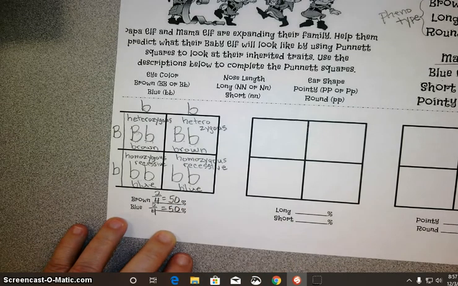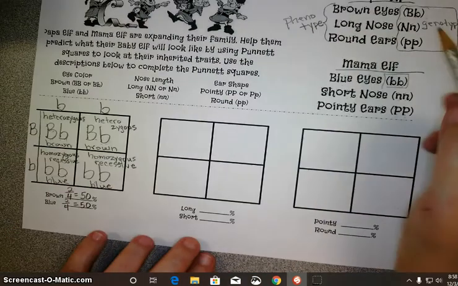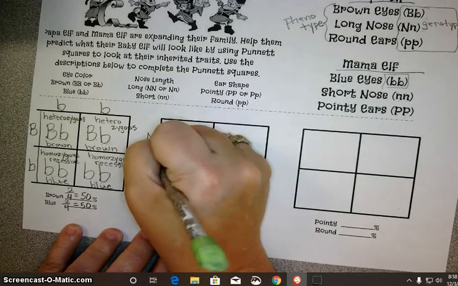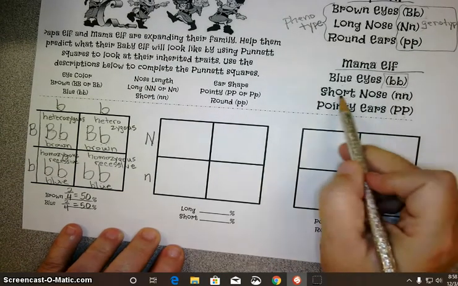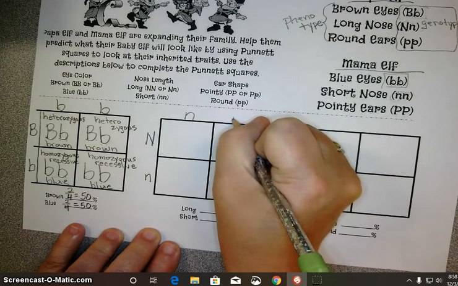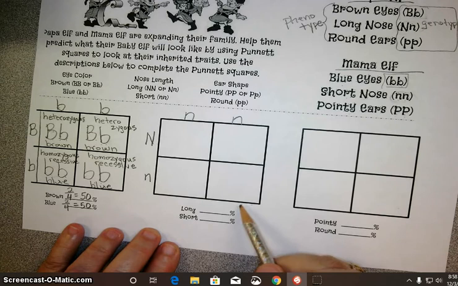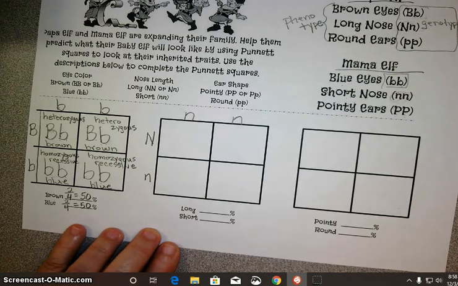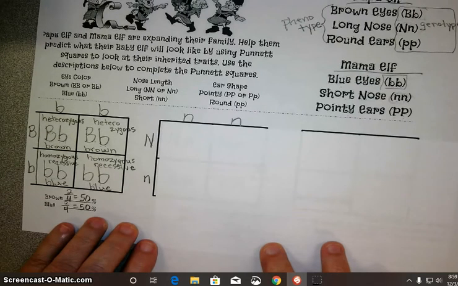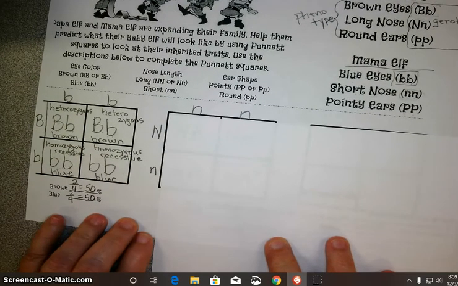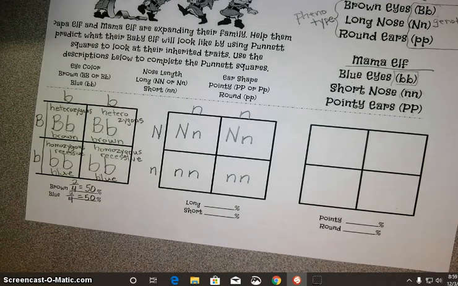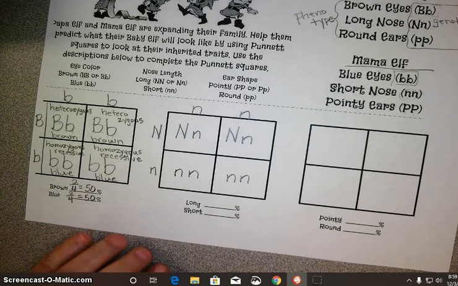Now, I want you to take the long-nosed Papa Elf and the short-nosed Mama Elf, and I want you to complete the Punnett Square. Pause the video and do that now. Okay, so you should have completed your Punnett Square. Let's check and see how you did. Okay, if you didn't get those, go ahead and make changes.